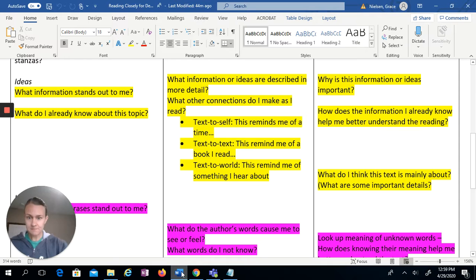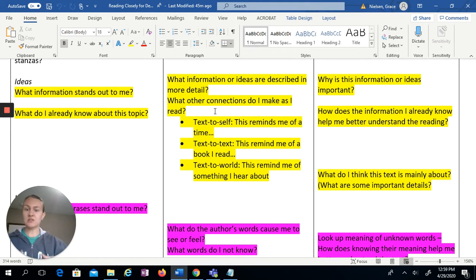So now that we did our before, what are we going to do during? We're going to think of what information or ideas are described in more detail. Okay, so maybe we're going to get more information here than we got from the pictures, okay? So what goes into more detail, and then what other connections do I make as I read, right? There are 3 types of connections you can make. Text to self, text to text, text to world.